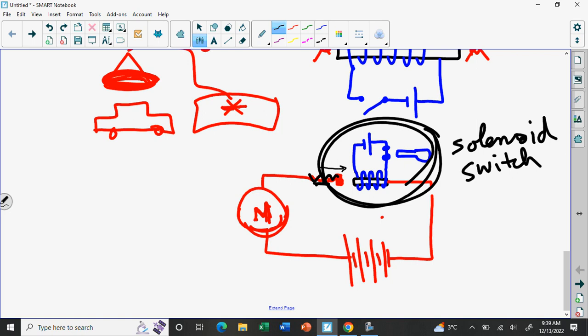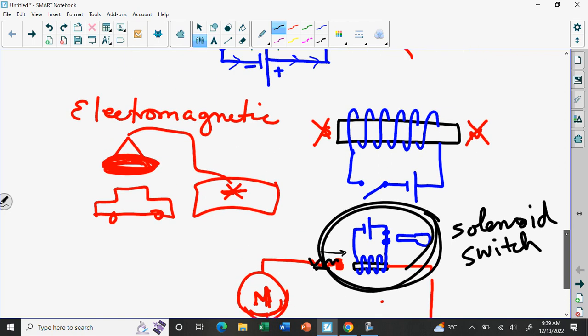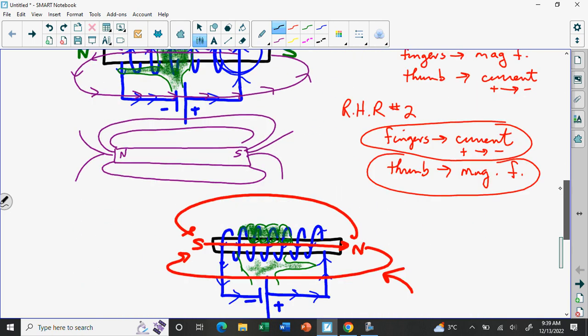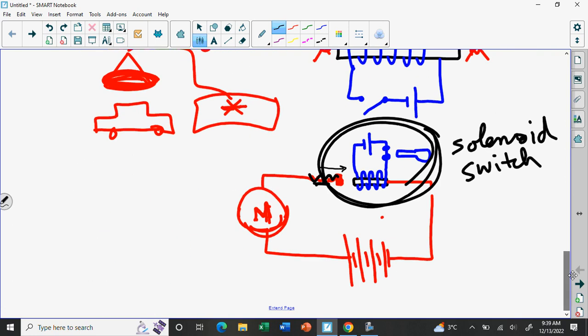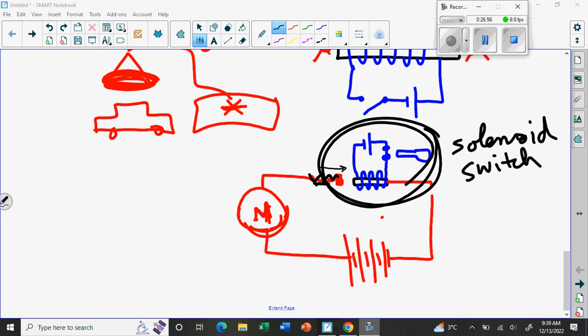So that's a good application of Oersted's principle, making an electromagnet when we coil the wire around. And of course, now we have right-hand rule number 2 to help us determine the directions of magnetic fields with coils of wire or solenoids. So I think that ends our little discussion for today.